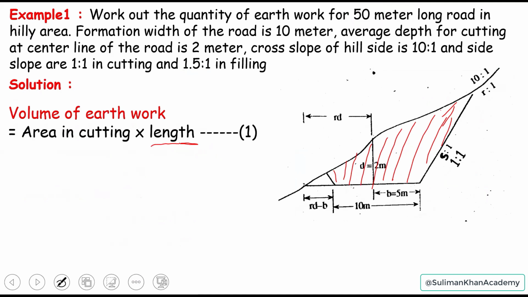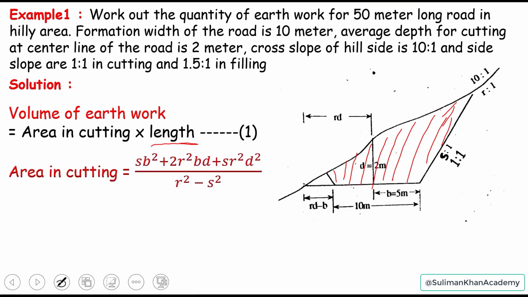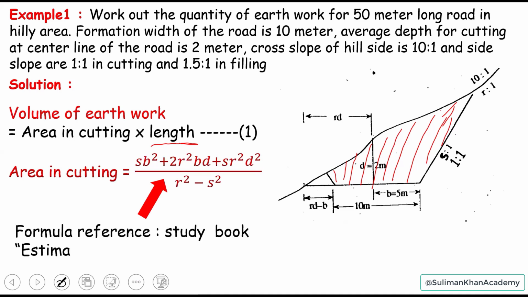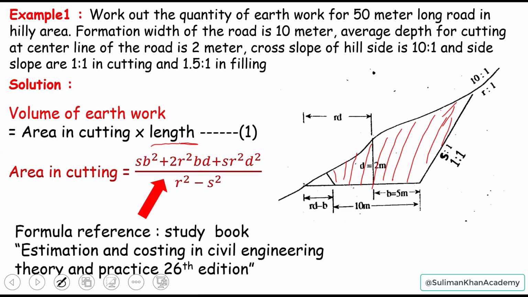That's going to be very simple. If you remember, if the section is just in cutting, we can use that previous formula: SB square plus 2R square BD plus SR square D square divided by R square minus S square. Very simple. What we have to do is plug in the values in the same formula, and then do some mathematics, so we can have the area in cutting. You can even look for this formula in the same reference, which is actually not needed in the same section, however, no problem.